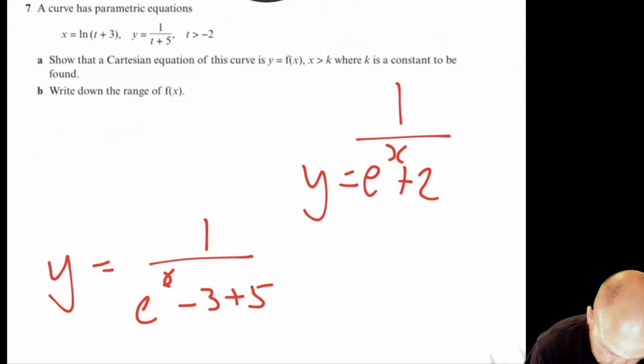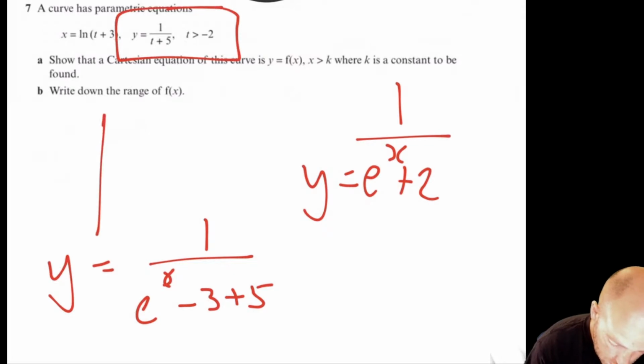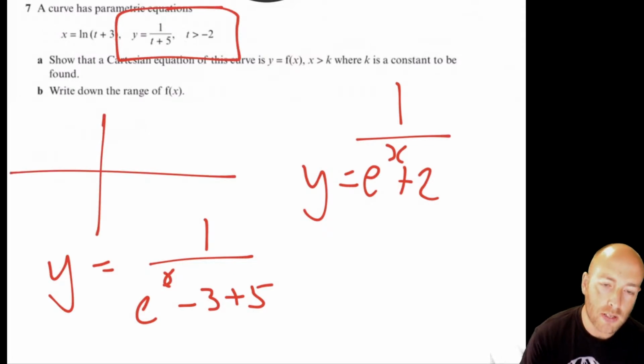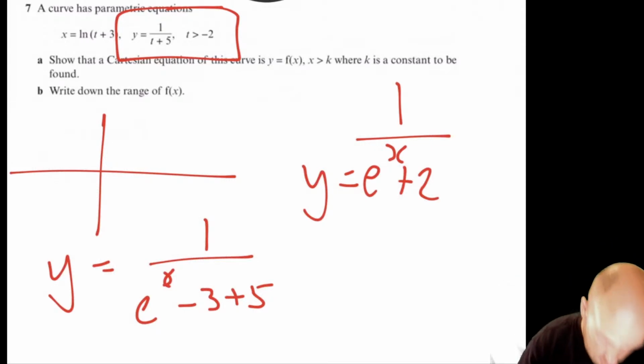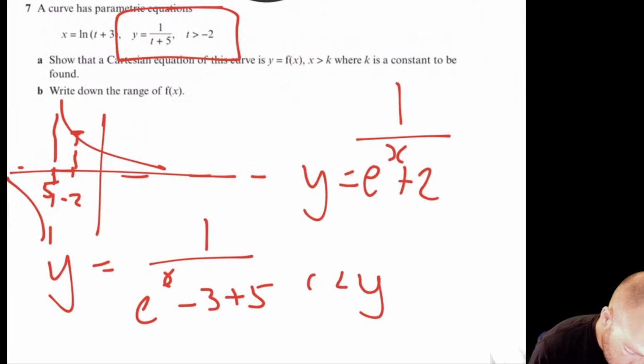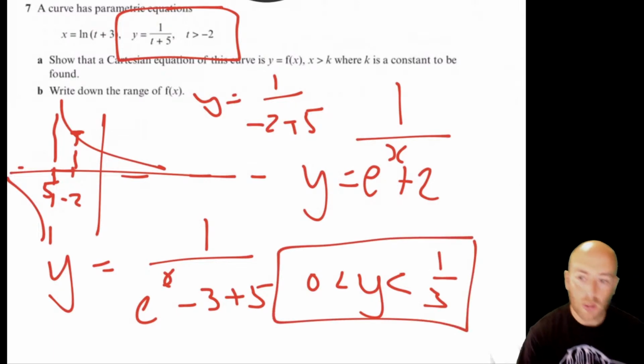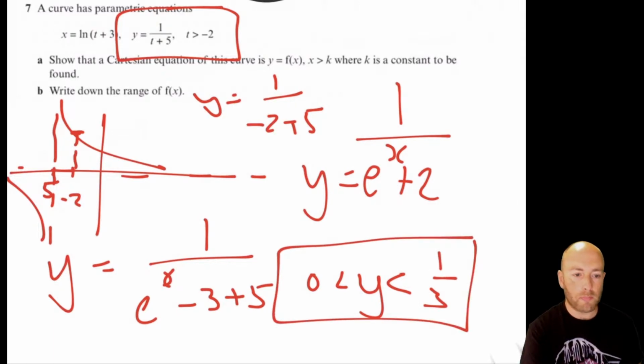Okay. For the range, we just need to look at the y bit, to be honest. So we've got this equation here. y is 1 over t plus 5. 1 over t plus 5 is the 1 over x graph moved to the left. So that's 5. And t must be greater than minus 2. So our range is going to be this value down to 0. So y is greater than 0 or less than, put minus 2 in, so we get y equals 1 over minus 2 plus 5, which is 1 over 3. So y is less than a third but greater than 0.